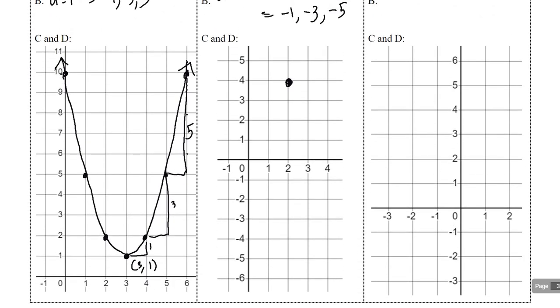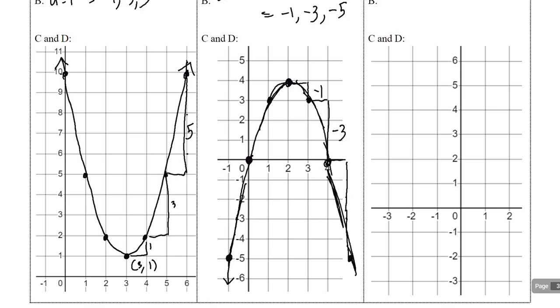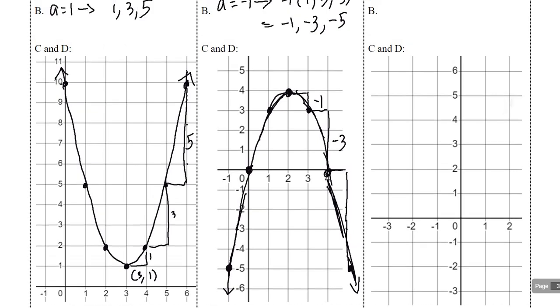I go down 1 over 1, negative 1, then negative 3, then negative 5. And then I use symmetry to get my other points. Okay. Smooth curve. And next problem.